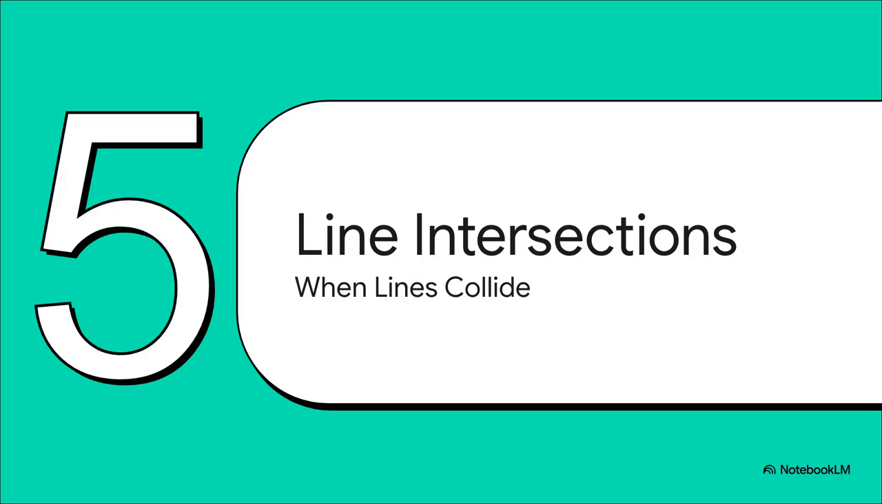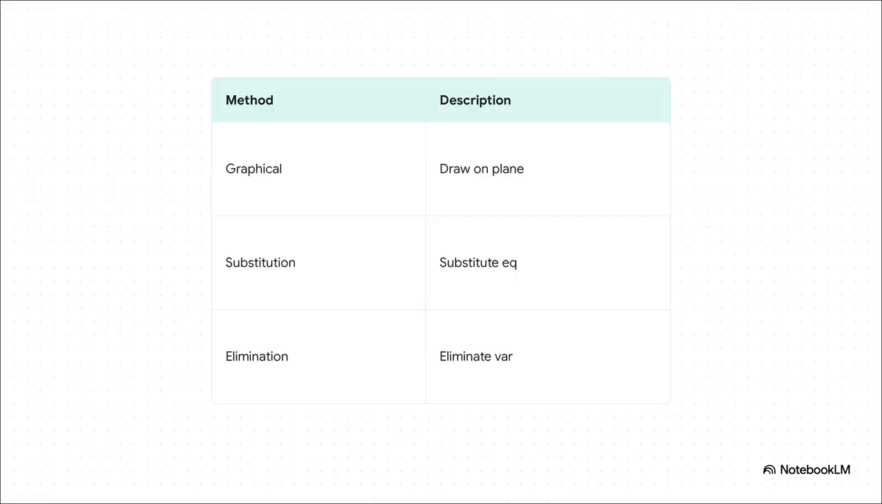Next up, section 5, where straight lines intersect. Let's shift gears. When two non-parallel lines crash into each other, you actually have 3 trusty methods in your toolkit to find that exact crossing point. The graphical method is purely visual. You draw it out and literally point at where they cross. But let's be honest, drawing takes time and can be imprecise. So today, we're going to focus on the heavy hitters, the mathematical methods of substitution and elimination.